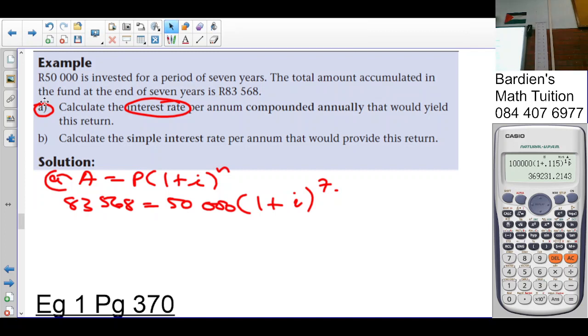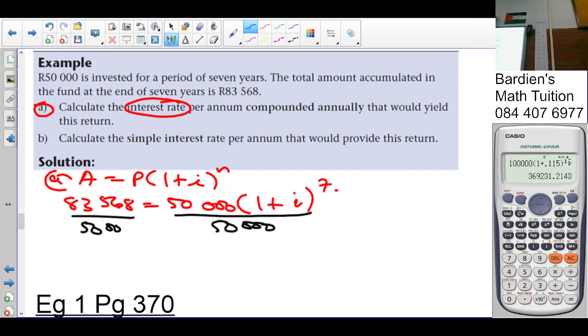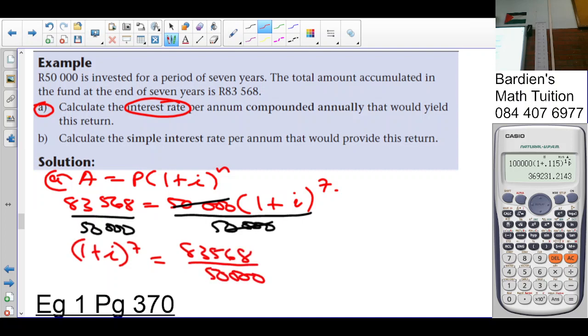So what do I do first in pursuit of calculating i? Divide by 50,000. Alright? Divide by 50,000. So that cancels. Then what do I do? We've got 1 plus i to the exponent 7 is equal to 83,568 over 50,000. What do I do then? Take the 7th root both sides. Not so?